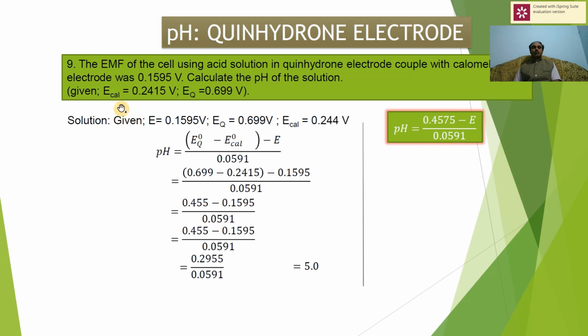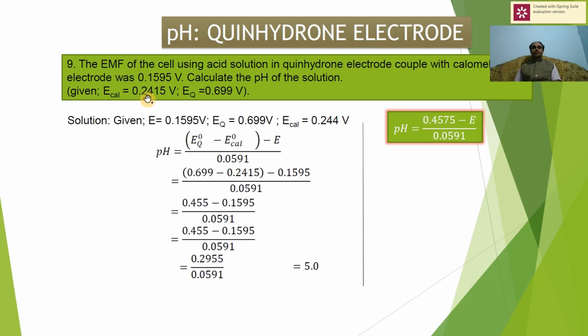Since the standard electrode potentials of the quinhydrone and calomel electrodes are given individually, and the EMF obtained during the measurement of pH is given, that is 0.1595, this E is known. Instead of taking this value directly, I can write that it comes out of the standard electrode potentials of the quinhydrone electrode and calomel electrode. Therefore, I have to put these two values in the bracket and subtract E, so I write the equation in this way, divided by 0.0591.